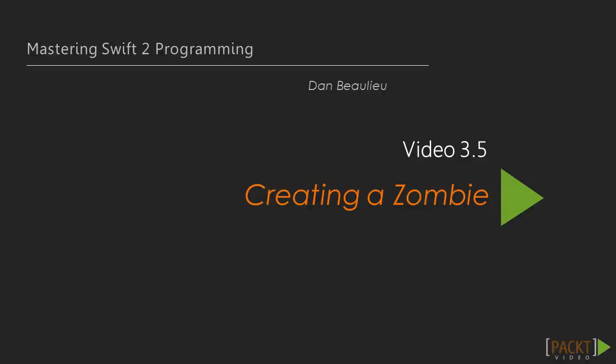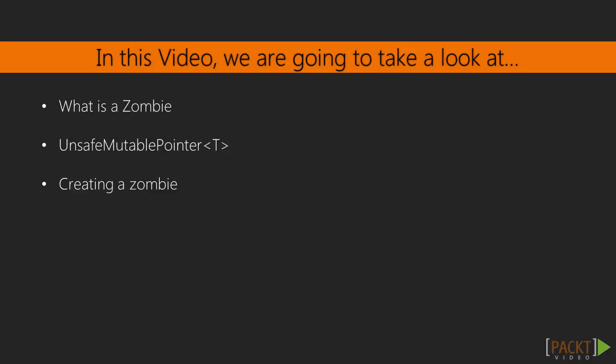In the previous video, we resolved a leak by utilizing a weak reference modifier. In this video, we're going to learn about how zombies can occur while interoperating with C and Objective-C. We'll finish this video by creating a zombie of our own.